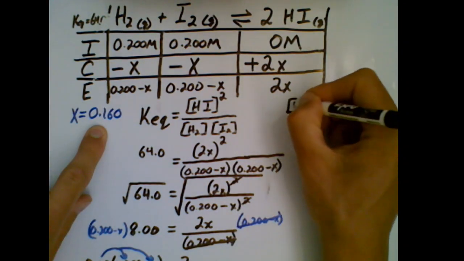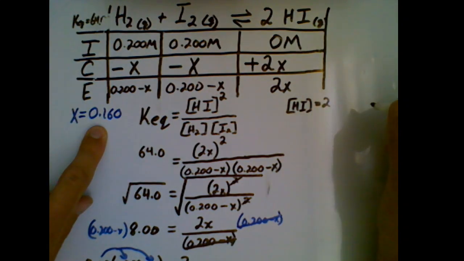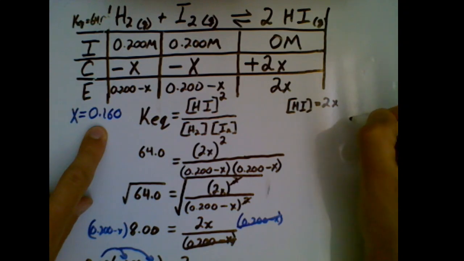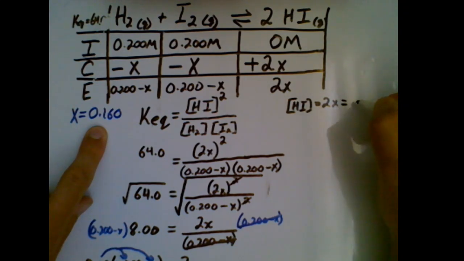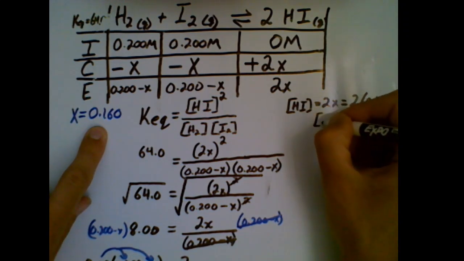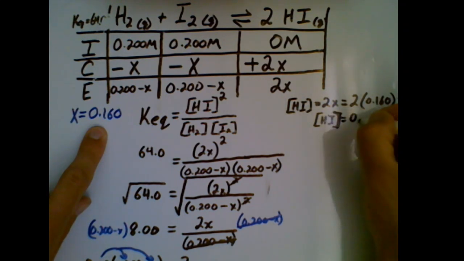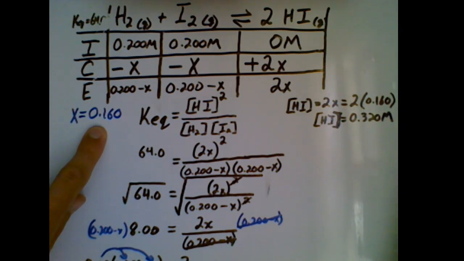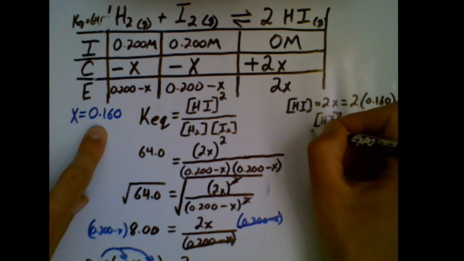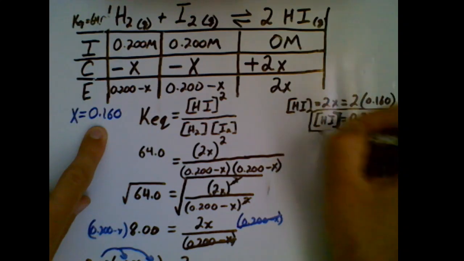And now that we know what x is, we can actually calculate these concentrations. So the concentration of HI is going to be 2 multiplied by x. That's going to be 2 multiplied by 0.160. The concentration of HI is then going to be 0.320, and don't forget units. This is a concentration, so the units are molarity. So that is my equilibrium concentration of HI.